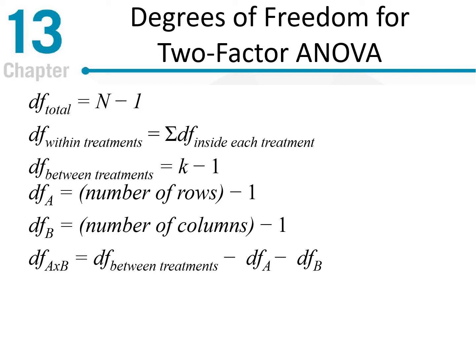The degrees of freedom for A is the number of rows minus 1. The degrees of freedom for B is the number of columns minus 1. And the degrees of freedom of the interaction A times B is just the degrees of freedom between minus degrees of freedom A minus degrees of freedom B.